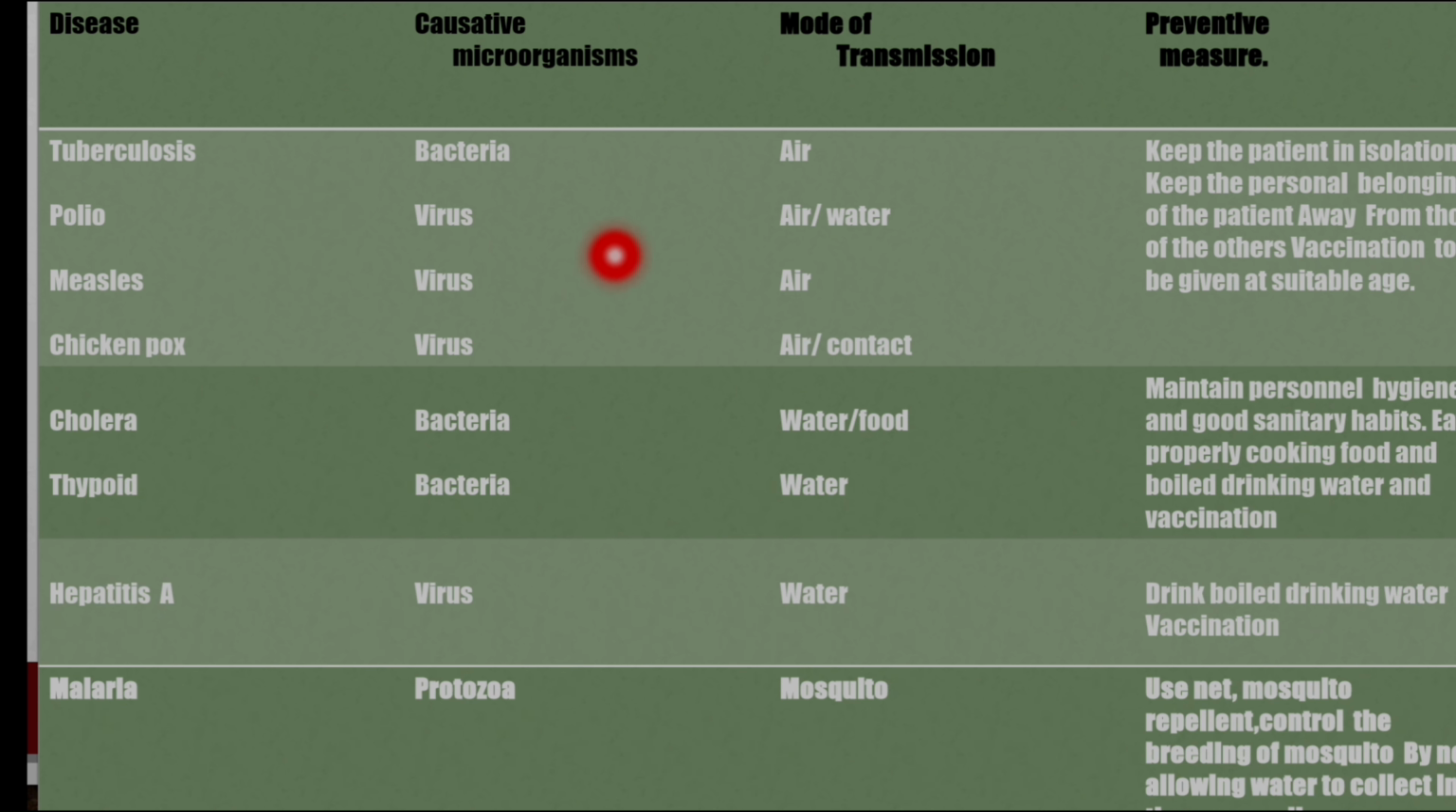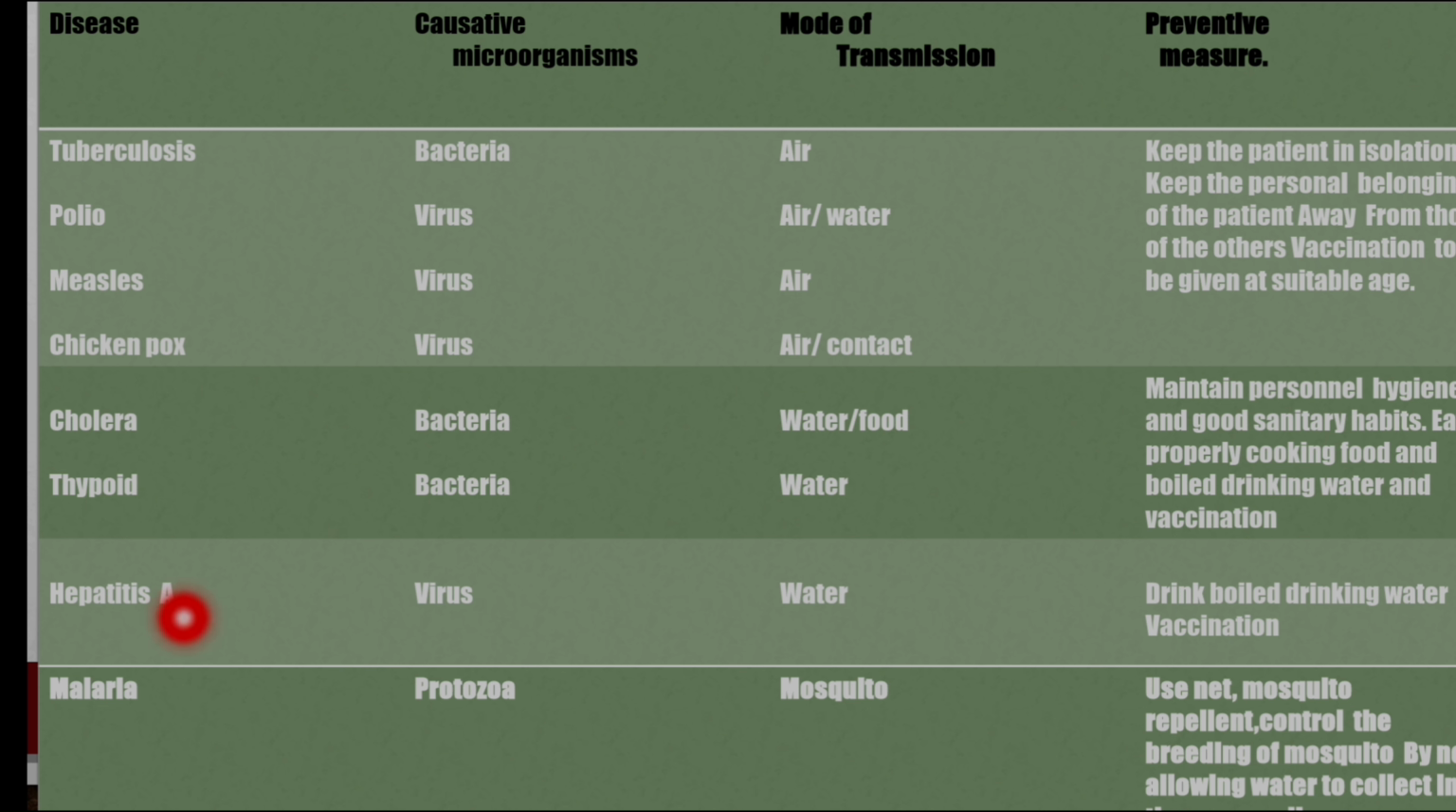Polio is caused by a virus, as already studied, and is transmitted by air and water. Measles is caused by a virus and its mode of transmission is air. Chickenpox is always famous in the summer season. It is caused by a virus, and the mode of transmission is air and direct physical contact. Next, cholera and typhoid are diseases caused by bacteria. Cholera is transmitted by water and food, and typhoid by water. Preventive measures for cholera and typhoid are maintaining personal hygiene and good sanitary habits, eating properly cooked food, drinking boiled water, and vaccination.